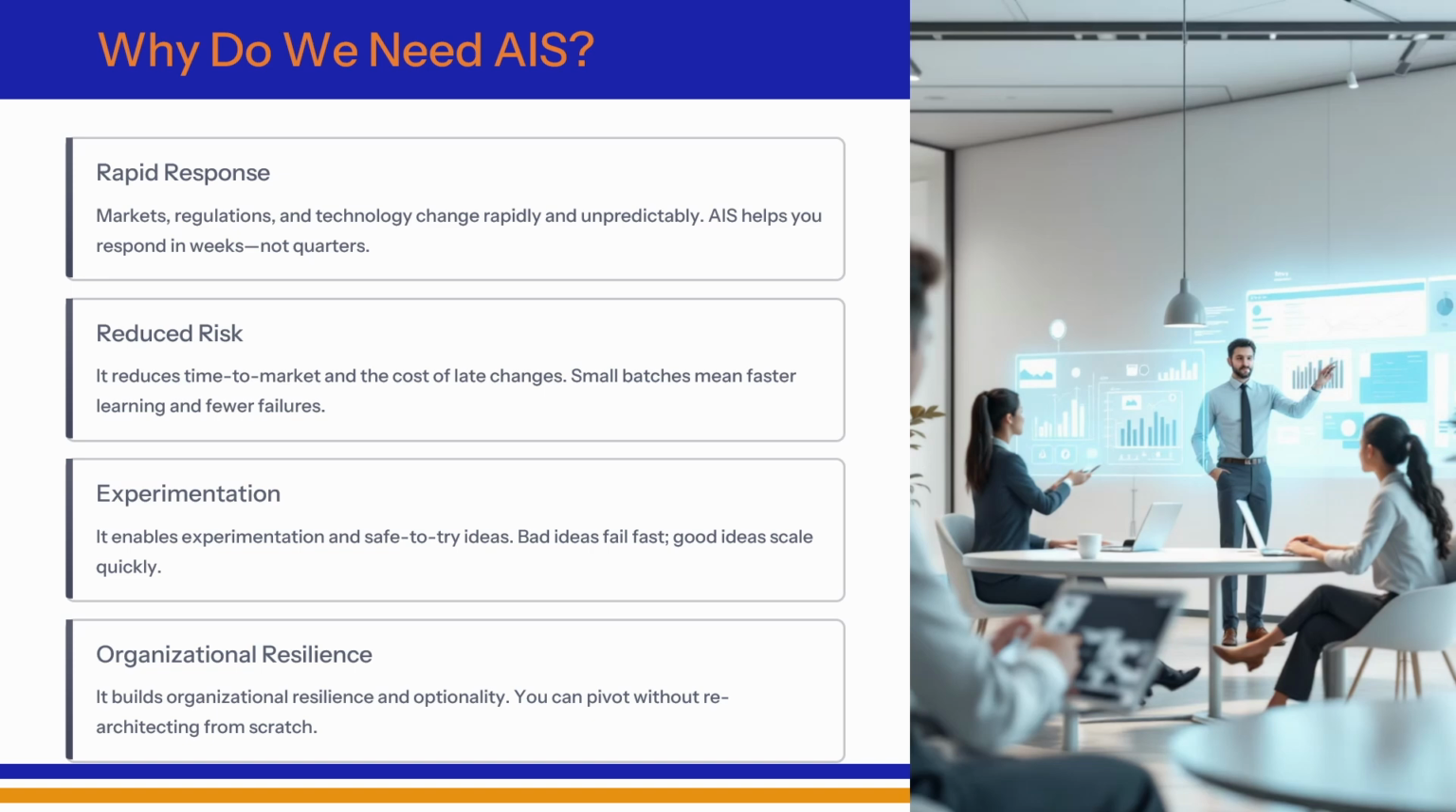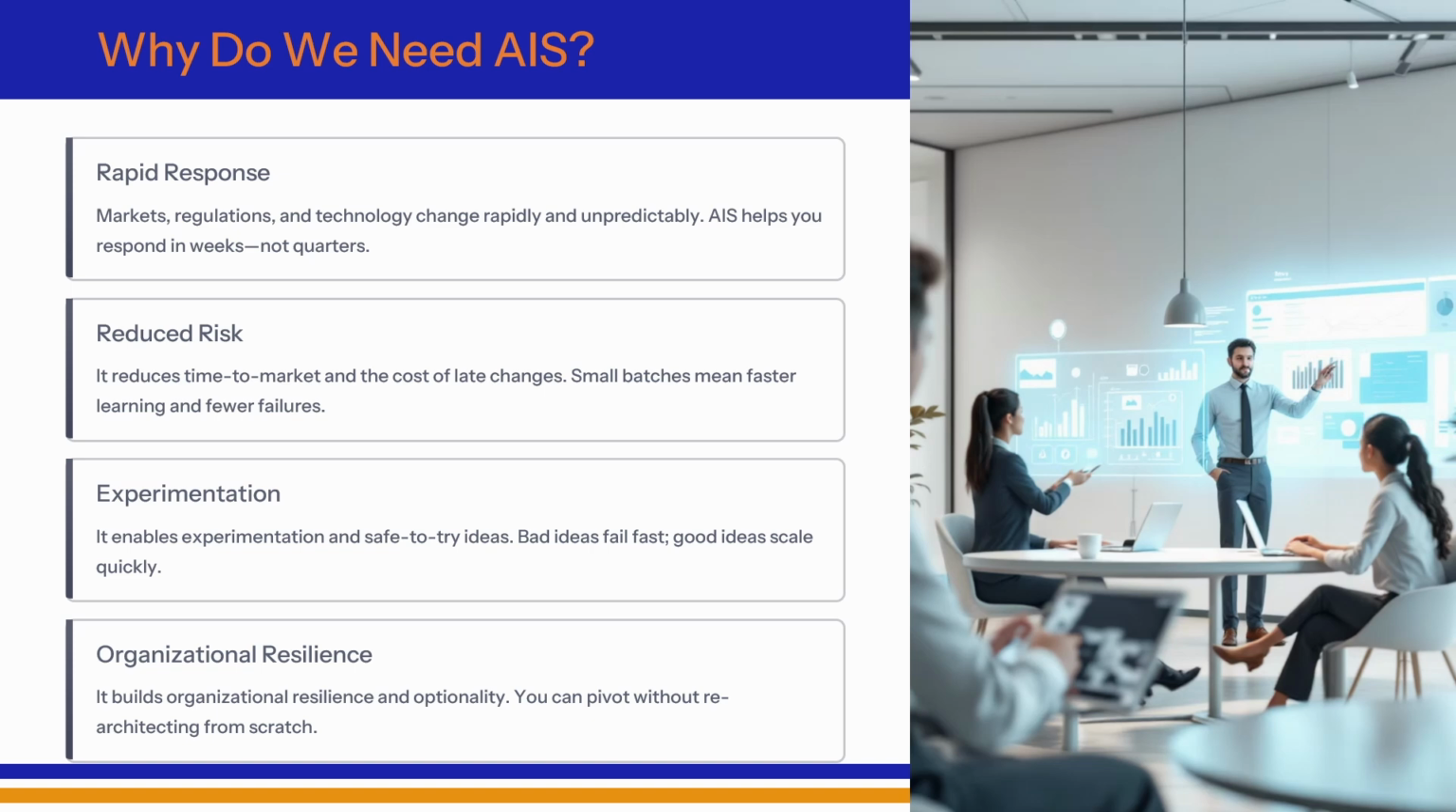And the fourth one, organizational resilience. It builds organizational resilience and optionality. You can pivot without re-architecting from scratch. An Agile information system makes organizations like bamboo. It is flexible, strong and able to bend without breaking when conditions change. That is, bend, don't break the overall system.